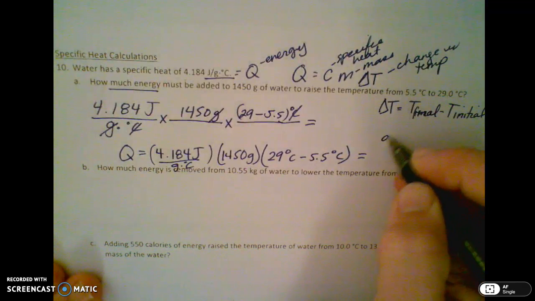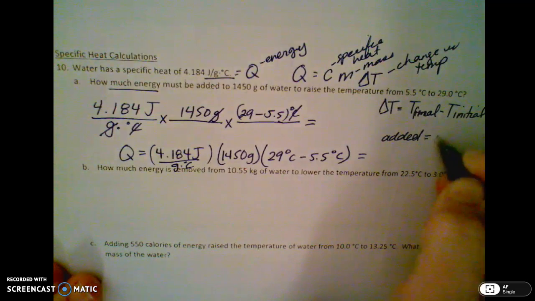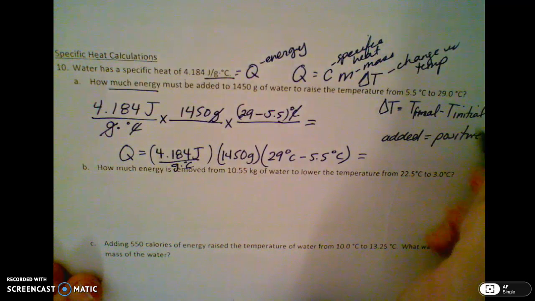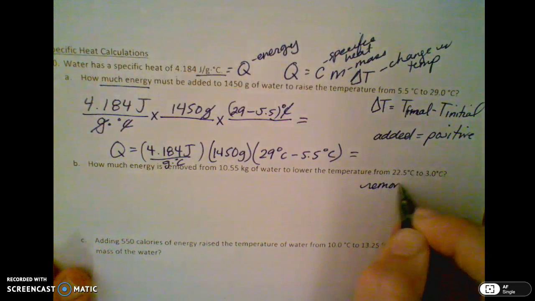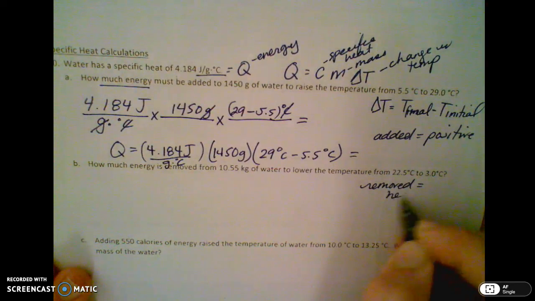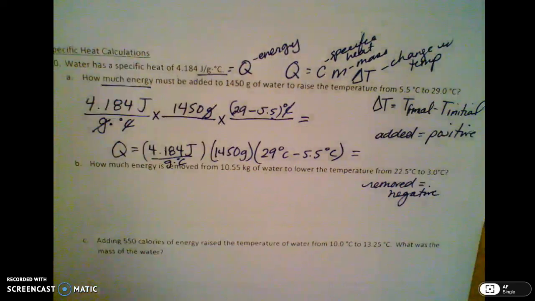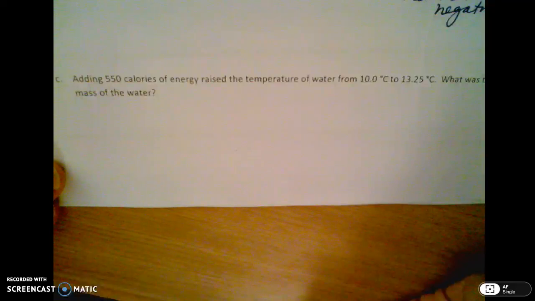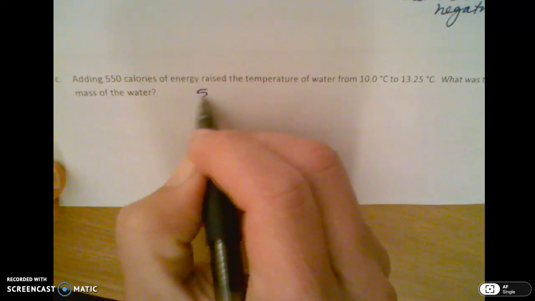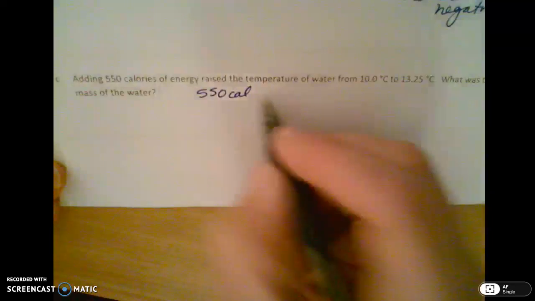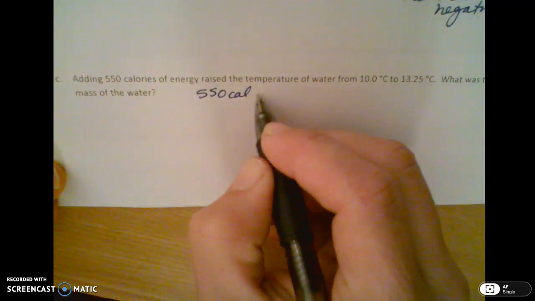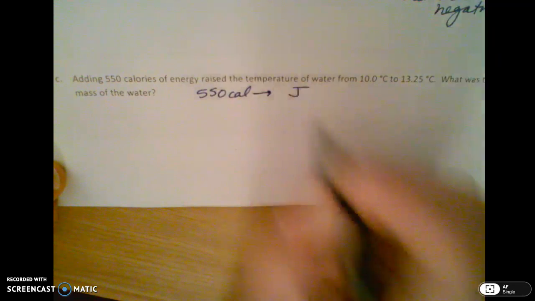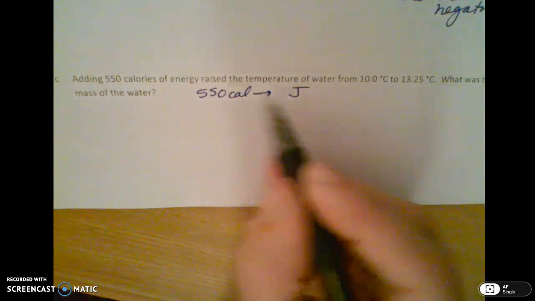So when it's added, your answer should be positive. When it is removed, such as the next problem, your answer should be negative because you are taking energy away. So you should get a negative answer. Please remember to look here that it says 550 calories, and our C, or specific heat, is written in joules, so you are going to need to turn this into joules, and your conversion for that is on the other side.